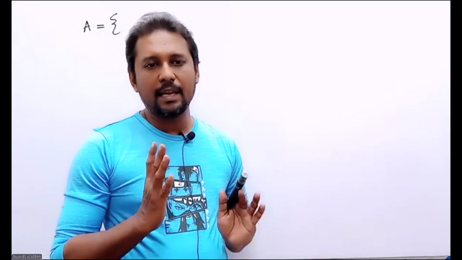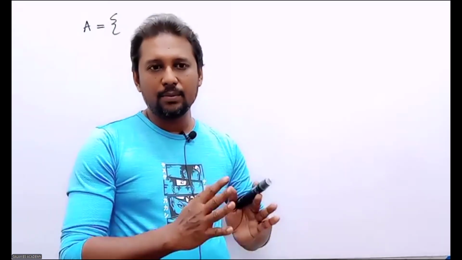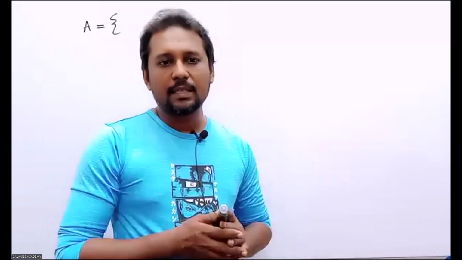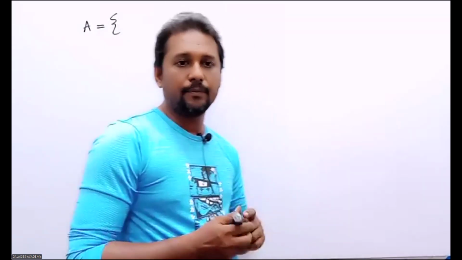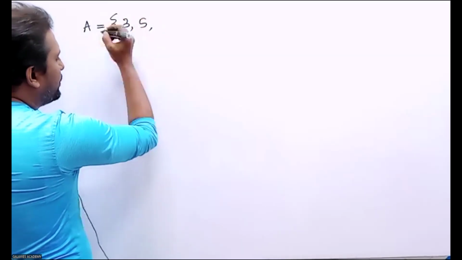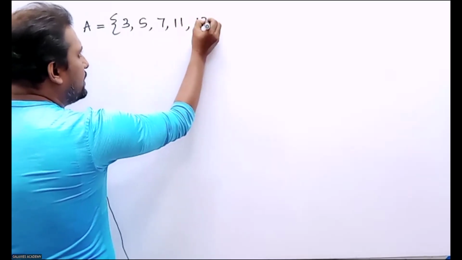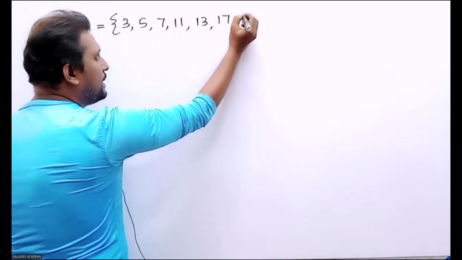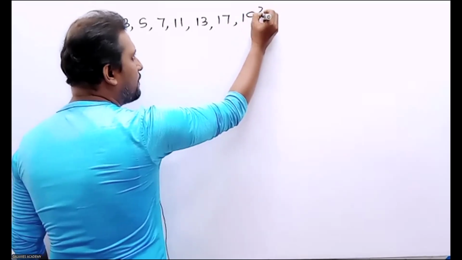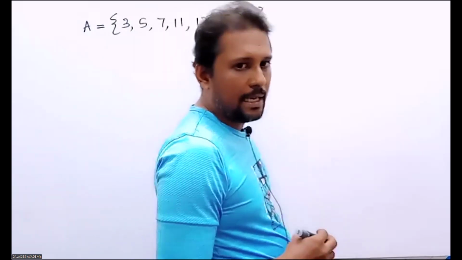Right, the only even prime number is 2. So we don't write 2, we have to take the other prime numbers less than 20. Right? So what are the elements? 3, 5, 7, 11, 13, 17, 19. They are the elements of set A.